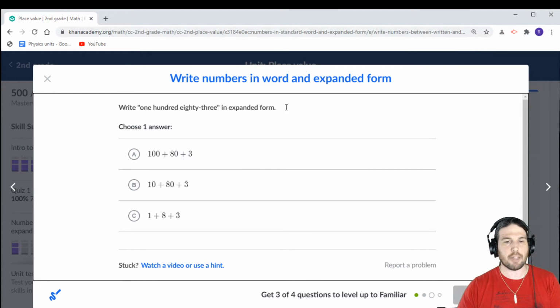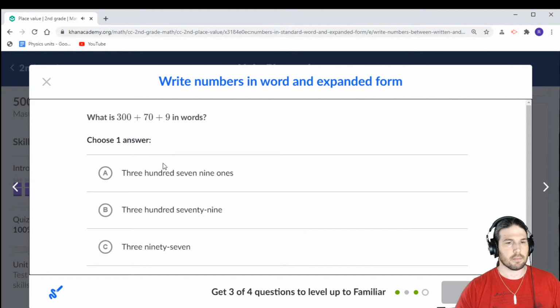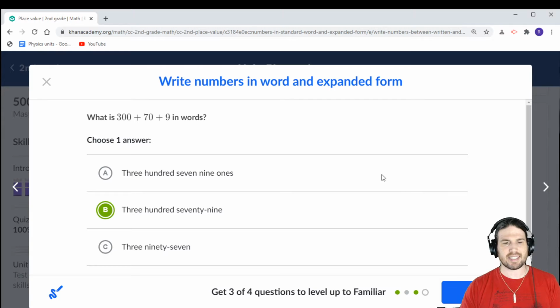Write 183 in expanded form. And that would be 100 plus 80 plus 3. What is 300 plus 70 plus 9 in words? That's 379.